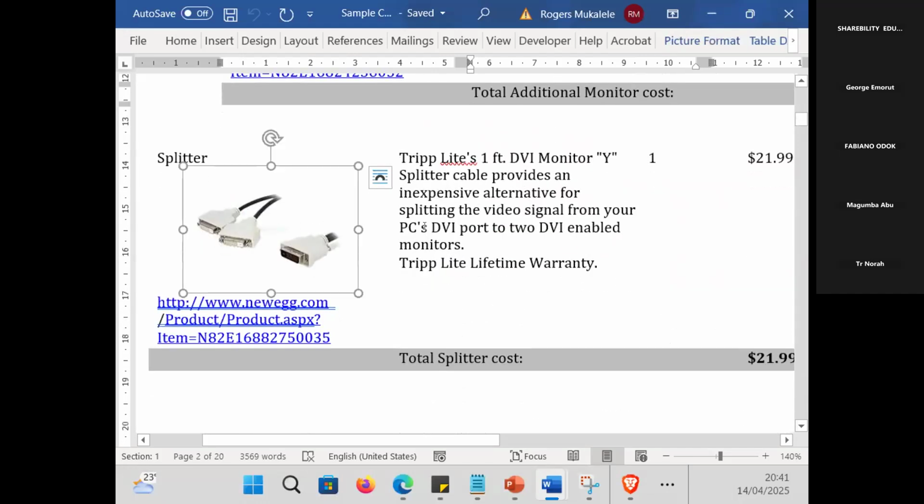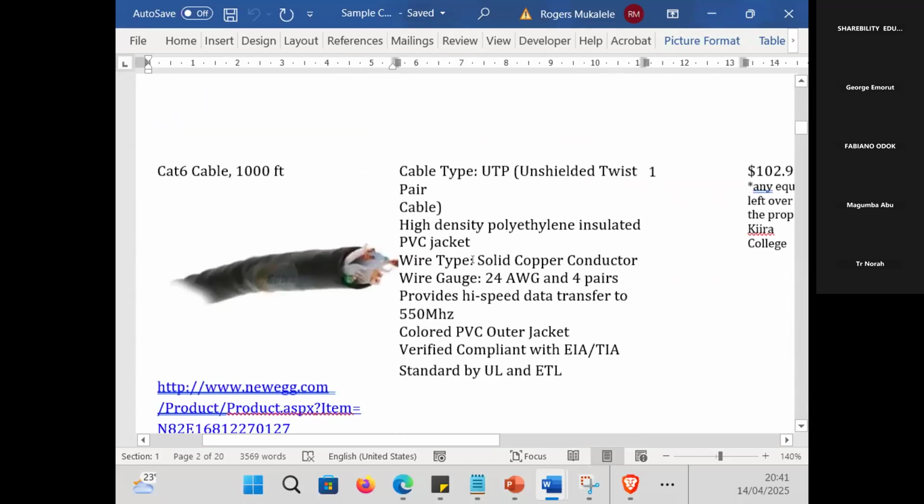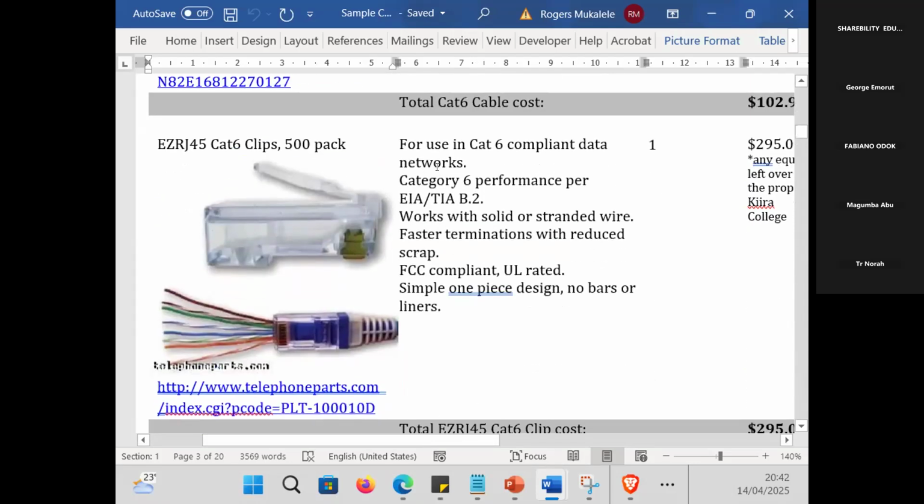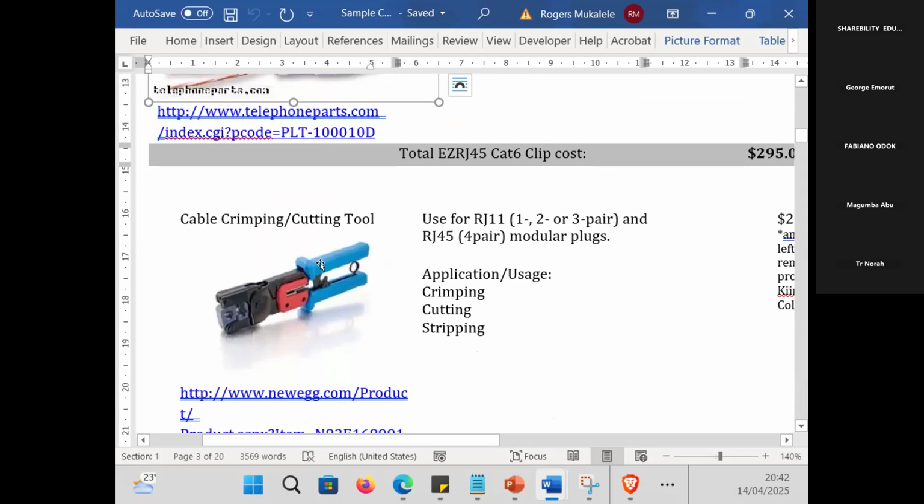Then we have a splitter. Also, it may be necessary to provide alternative splitting signal for PCs. These are even links to where these things can be bought. We have the Cat6 cable, how many feet. We have these network clips, Cat6 clips. Okay. Then we have the crimping tool.